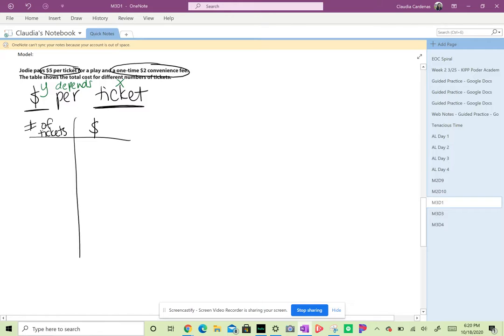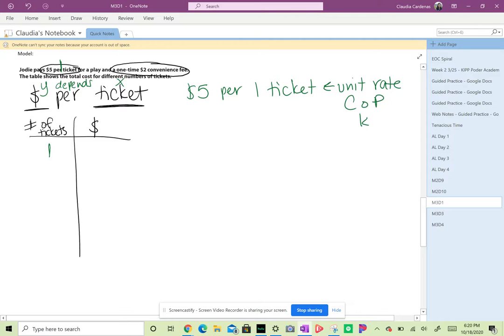Okay, so I know we have just a given set of information, but let's start off with one ticket. What is going to be the cost of our one ticket? Well, if it's $5 per ticket, I know that's talking about per one, right? That is going to be then, if it's $5 per one ticket, this is our unit rate. Remember, this is our constant of proportionality. This is our K. This is our rate, our constant multiplier. Let's refresh all of these terms.